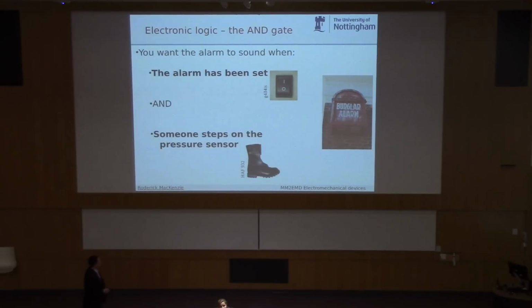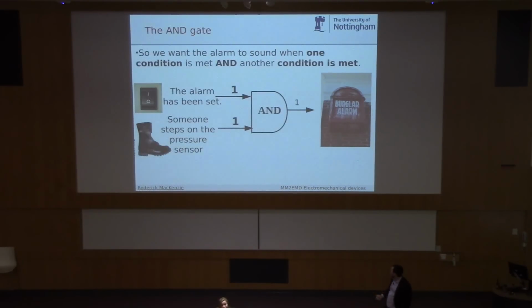So let's look at an example of using an AND gate. Imagine you've got a burglar alarm, and you want to ring the alarm when the burglar alarm is switched on and somebody steps on the pressure pad. So we've got two conditions: the alarm has been set, and someone steps on the pressure pad. Then we want the burglar alarm to ring. So we could use an AND gate. We have an input signal from our off-on switch, an input signal from our foot on the pressure pad, and the output going to our burglar alarm.